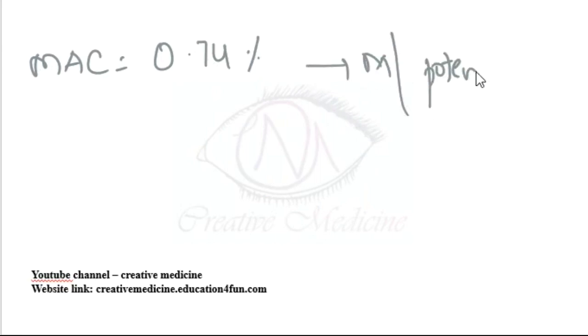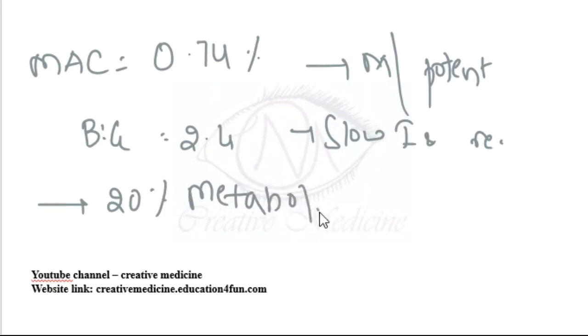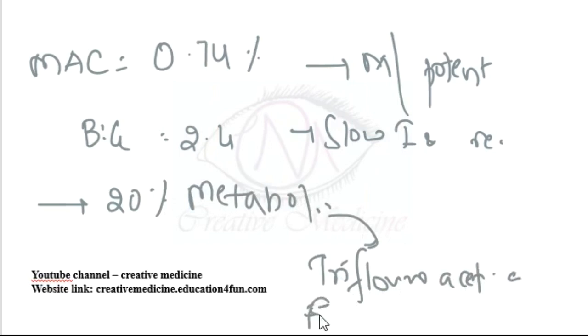Blood gas coefficient of halothane is 2.4. It has slow induction and recovery. Metabolism of halothane is 20% and the major metabolite of halothane is trifluoroacetic acid. Halothane also produces bromides, chlorides and fluoride ions.